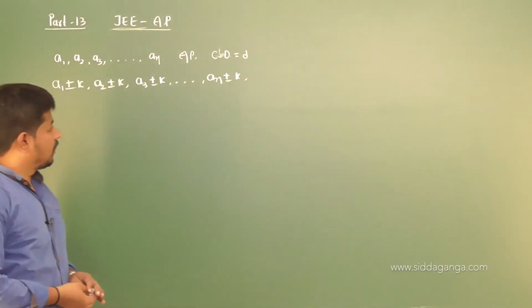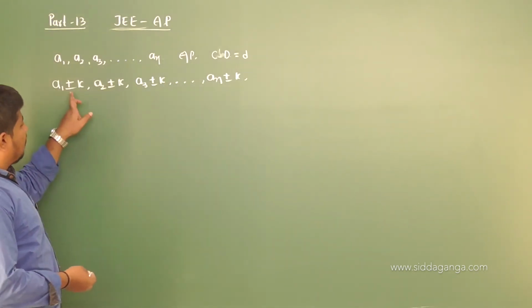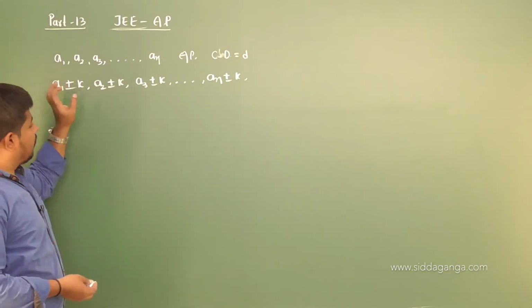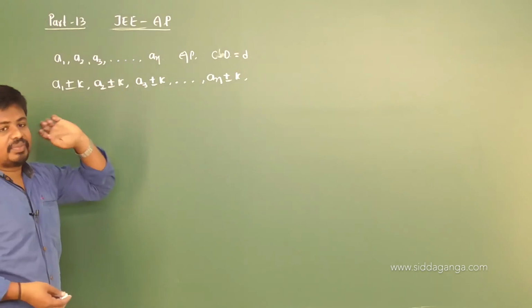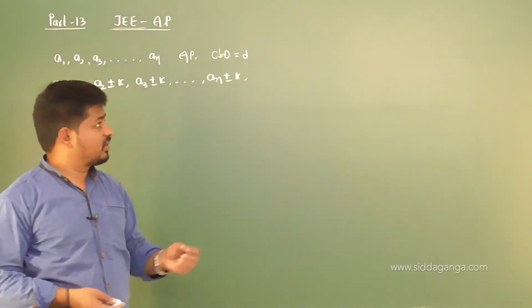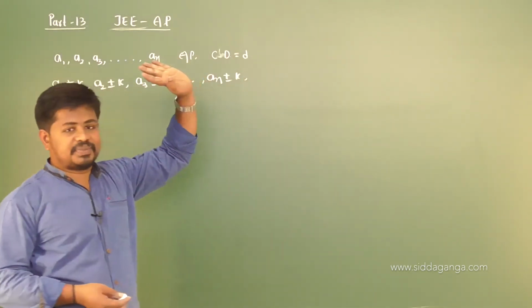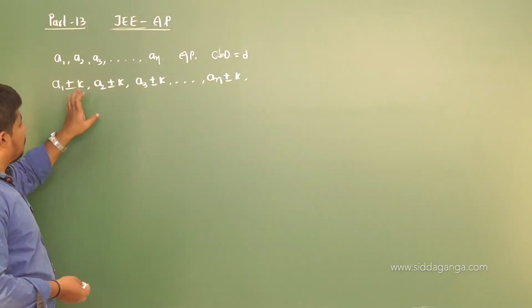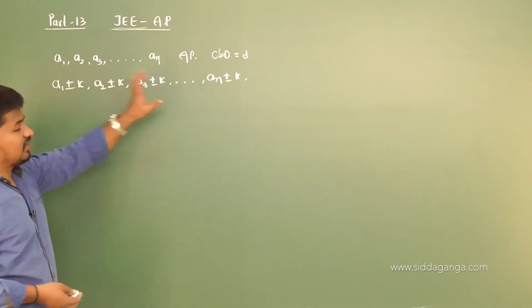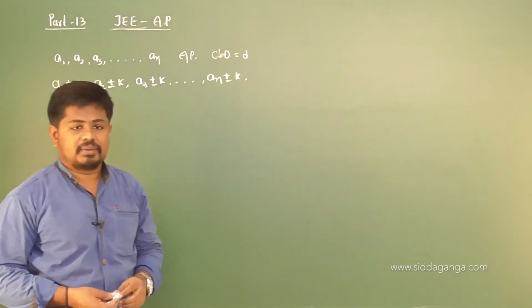In other words, when each term is added by some constant K, the resultant sequence is again an AP with the same common difference D. That's the first thing. So when you add or subtract some non-zero constant K, the resulting sequence is again an AP.